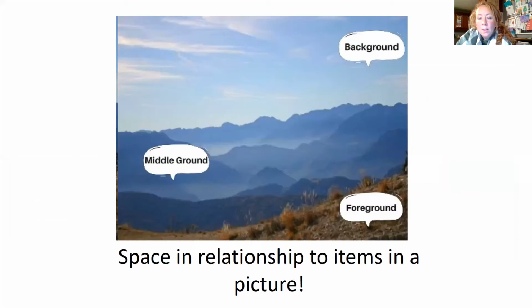Okay, so one thing we're going to be reviewing today is what we talked about last week with space and how a picture is divided up spatially. So you have the foreground, which are the things that are closest to us. You have the middle ground, which is the things that are in the middle, and then you have the background, all the things in the back of the picture.